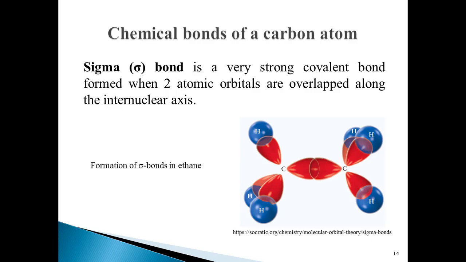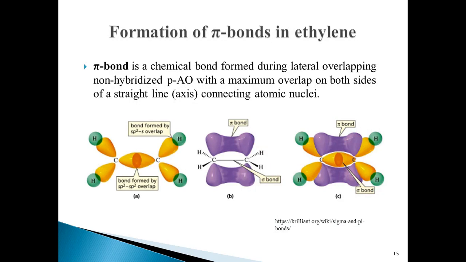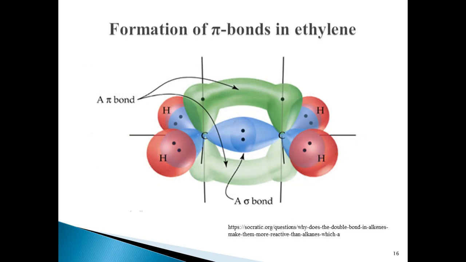Multiple bonding. Ethylene is an example of a carbon compound with sp2 hybridization. A double bond is a combination of 1 sigma bond and 1 pi bond. The bond formed by side overlapping of non-hybridized p atomic orbitals with a maximum overlap on both sides of the line joining the nuclei of atoms is called a pi bond.